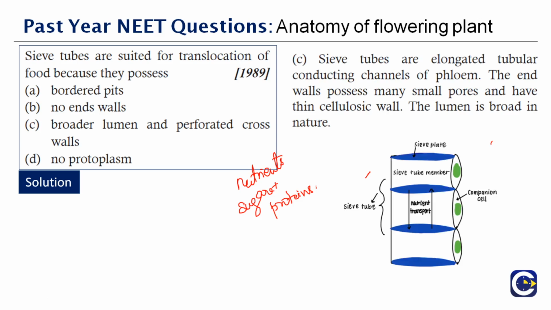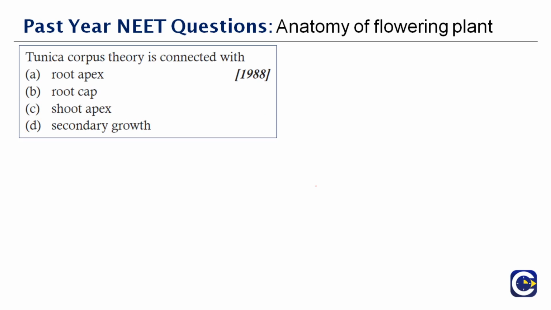Next question. You have a diagram which shows the sieve plate, the sieve tube member, the nutrient transport and the companion cells. The companion cells are associated with the sieve tubes, so this is how the process goes. And why is it well suited? Because of the broad nature of the lumen. The correct answer to this question is option C. Let's move to the next question.